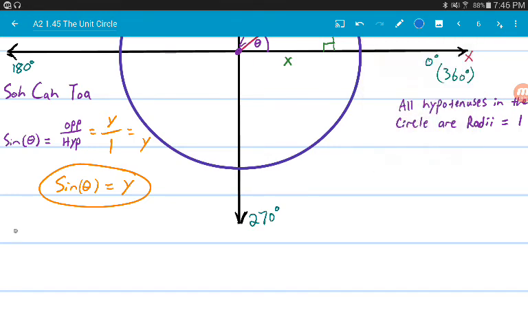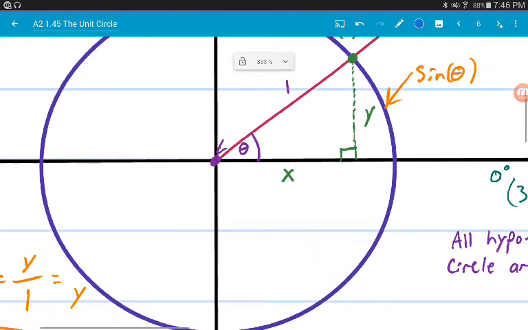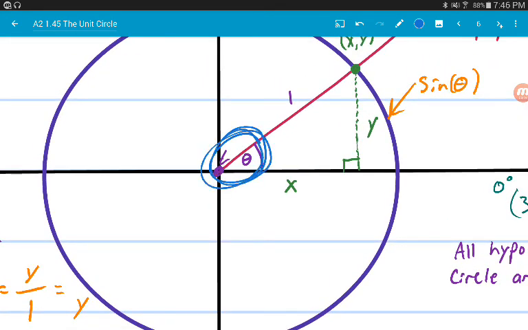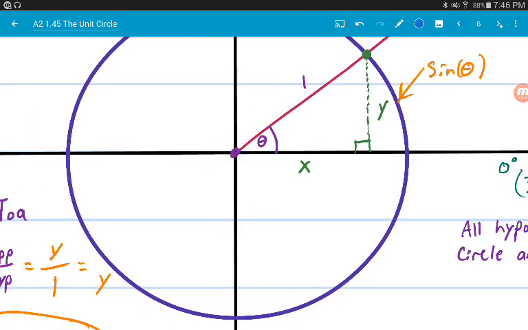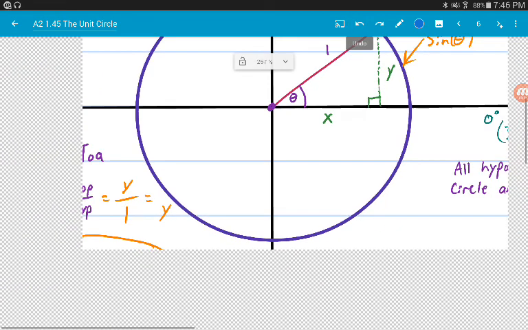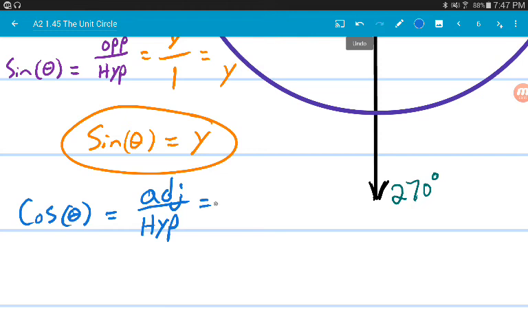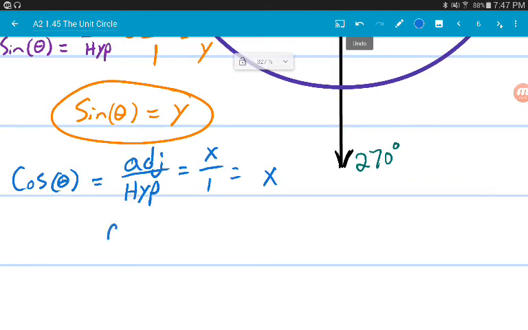If I use cosine, I know that cosine of an angle, theta, is equal to the adjacent side over the hypotenuse. Now, adjacent means next to. So you tell me, if I'm talking about this angle here, what side is next to it? That is, this is the adjacent side, the x. And what's the hypotenuse? Still 1. So that means that cosine of theta is equal to x over 1, which is x. So cosine of theta is equal to x.